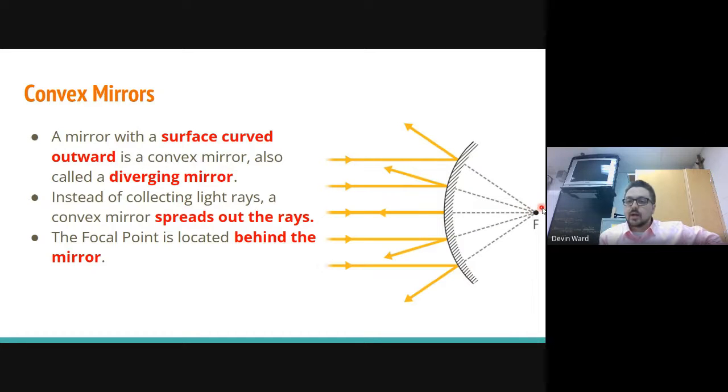And it spreads them out because the focal point is behind the mirror, okay? So your focal point is actually within the mirror, okay? It's just behind it. So if you were to extend all the reflected rays, they all come to a point at the focal point, but the focal point isn't visible if we were to use light, okay?